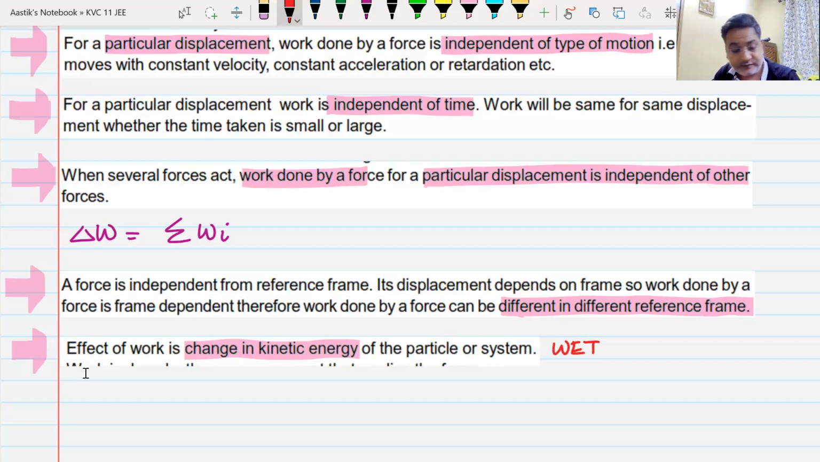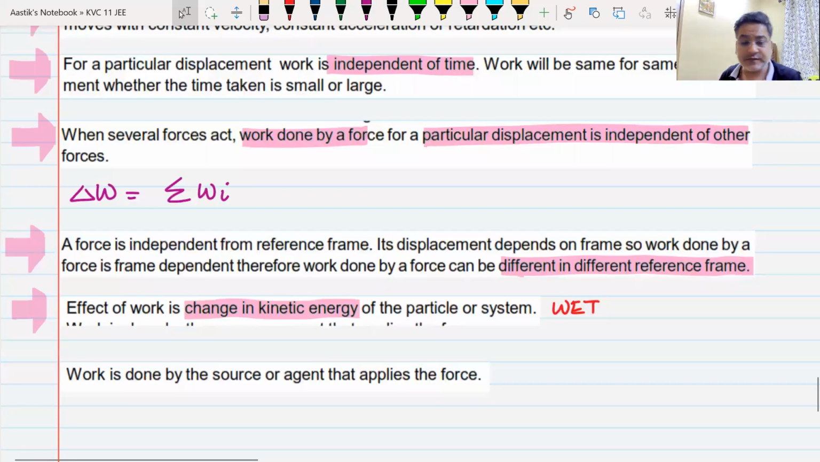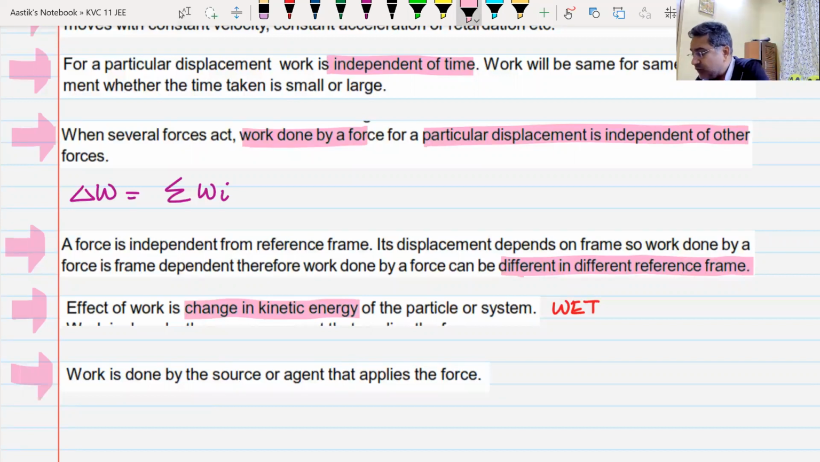The next point is, who does this work? Well, the force, or the agent who is applying the force, is the agent who is going to do this work for you. Work is done by the agent who is applying this force. Do we understand this, everyone? I hope everyone is noting it down.